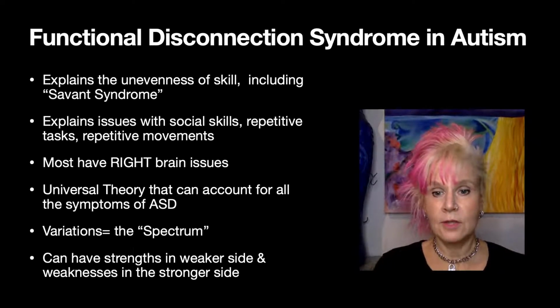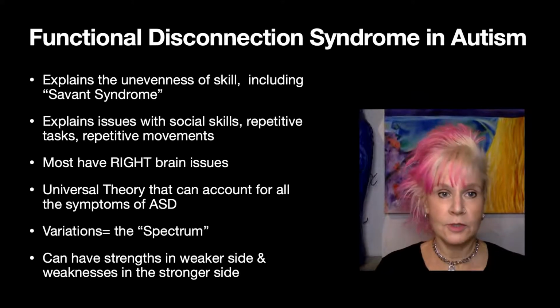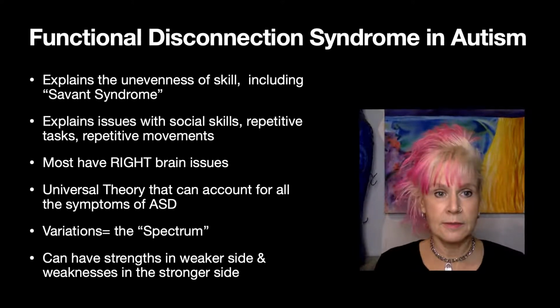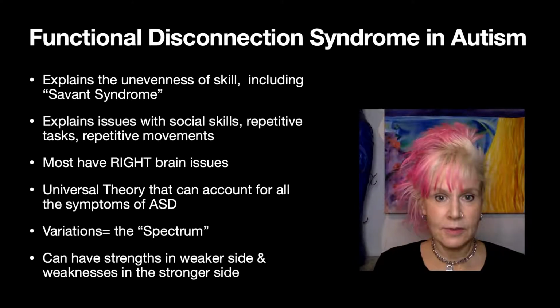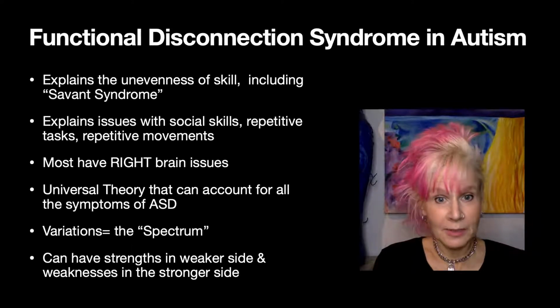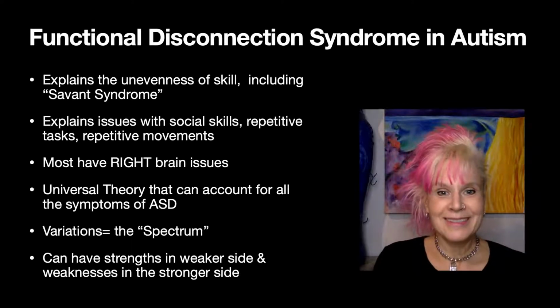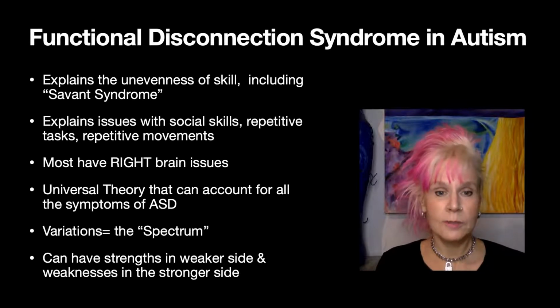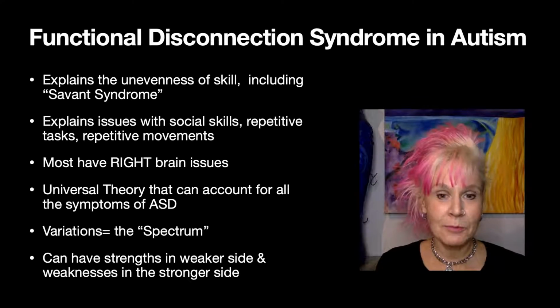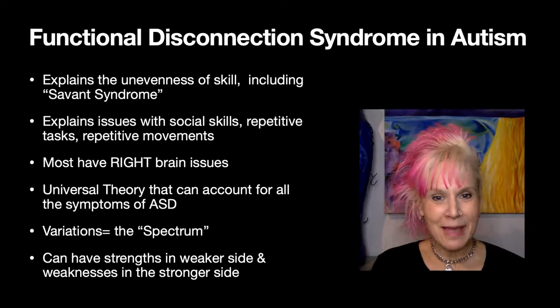So let's just talk a little bit more about functional disconnection syndrome and autism. And this really explains the unevenness of skills that we see in children with autism or anybody with autism. And a good example of savant syndrome would be the character Raymond in Rain Man, the movie. I think it was back in the 80s.